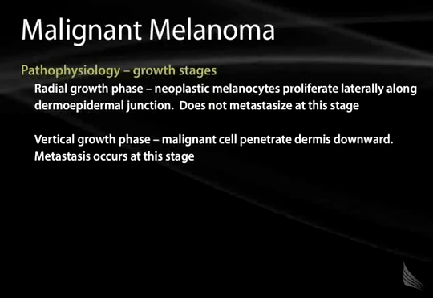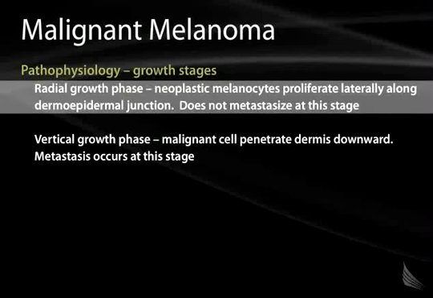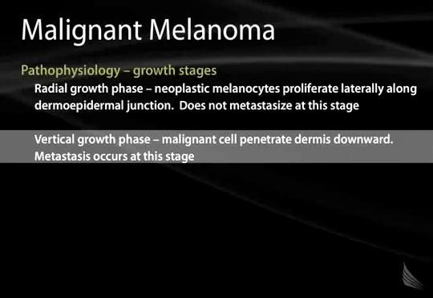Commonly, malignant melanoma moves through two growth phases, a radial growth phase and a vertical growth phase. In the radial growth phase, the melanocytes grow out radially, and metastases at this juncture is rare. In the vertical growth phase, the melanoma begins to penetrate down into the dermis, and at this point it is thought that metastases is much more common. The single most important prognostic factor for malignant melanoma is depth of invasion.